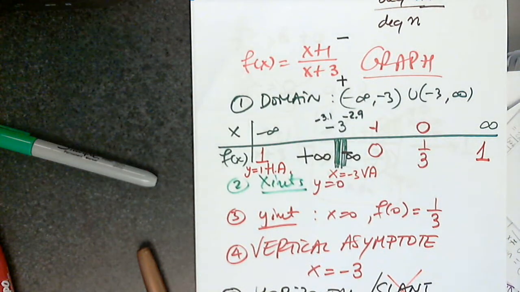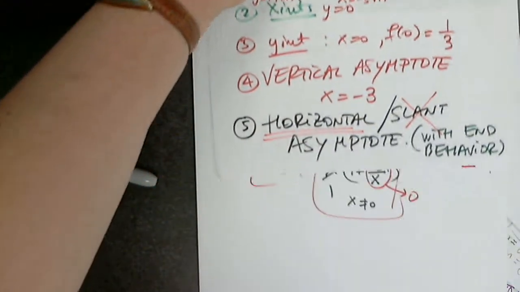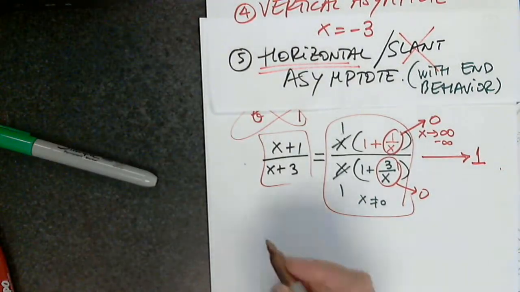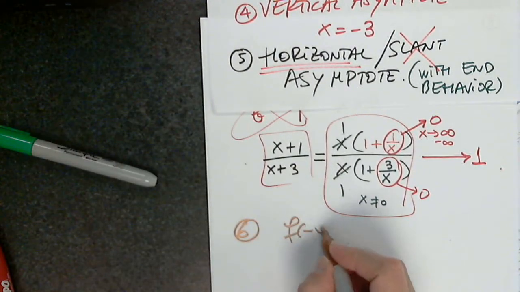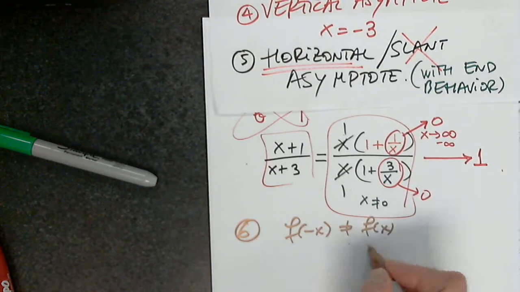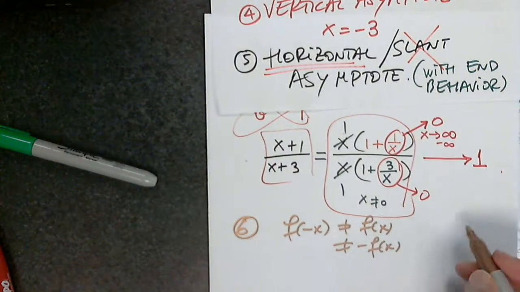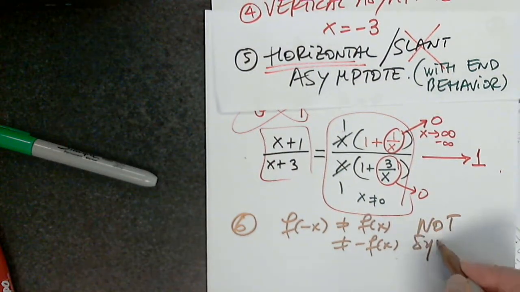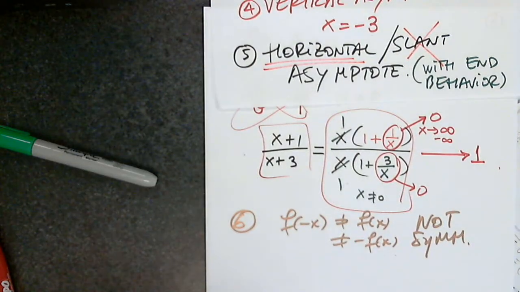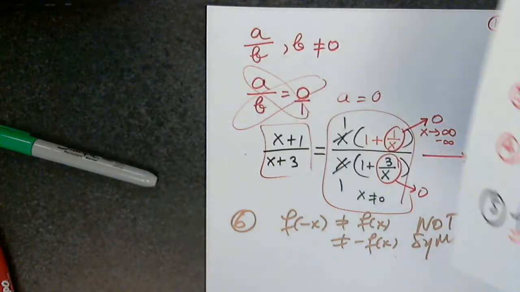I'm done. Can this function be symmetric? If it has a vertical asymptote at negative 3, should I even try or check symmetry? No. But I have to write it, so it's part of the whole thing. So number 6. f of negative x does not equal f of x, does not equal negative f of x, as we know. Not symmetric. I'm trying to make sense of the information I have.